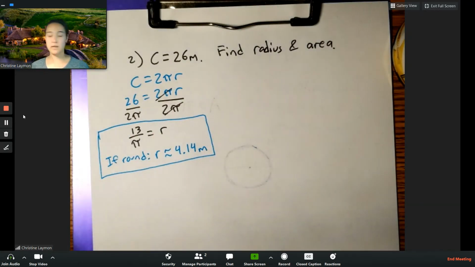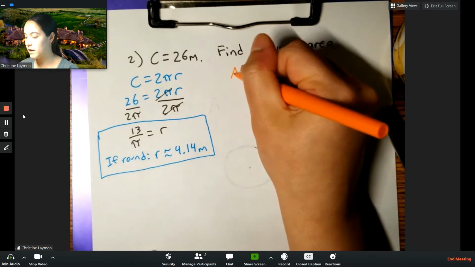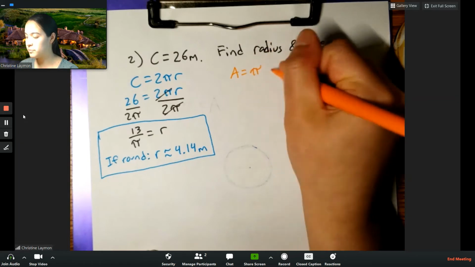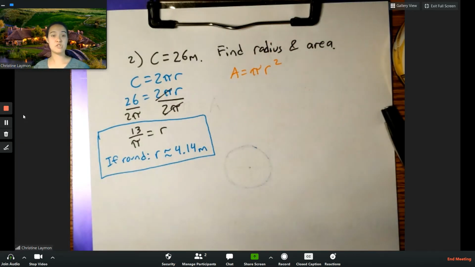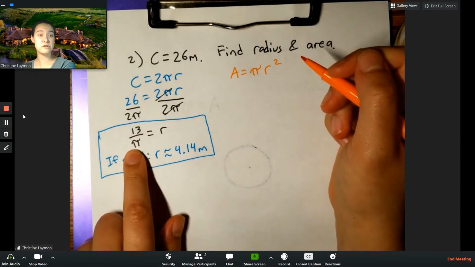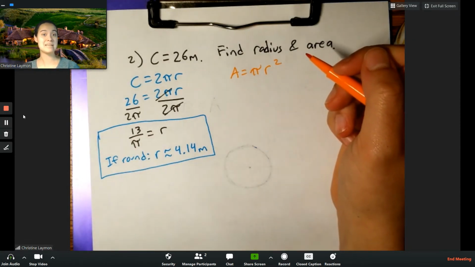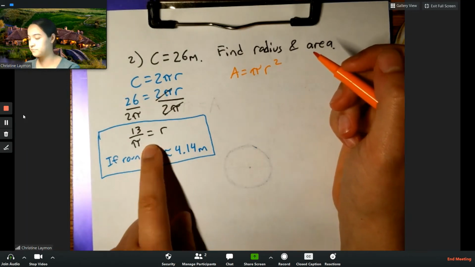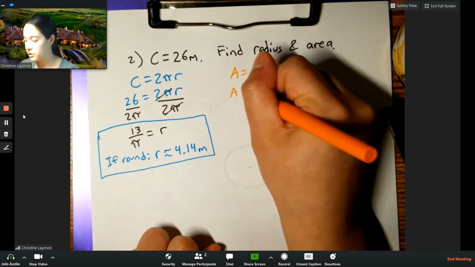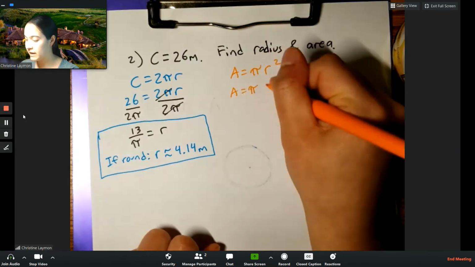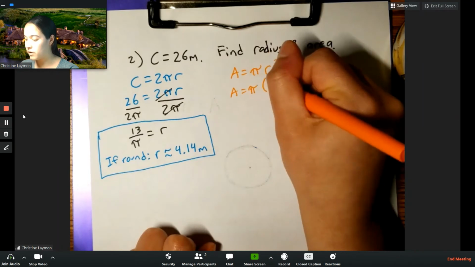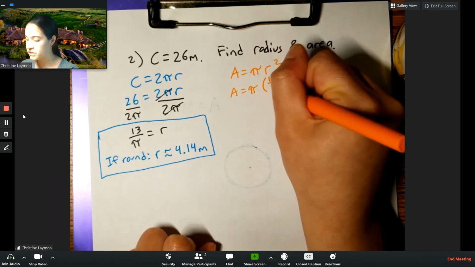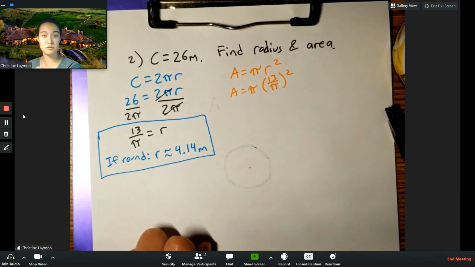Let's go ahead now and find the area. So area equals pi r squared, and we just found r. And for this, I'm going to use this version because I want to keep exact values as long as possible. Remember, this is rounded. This is exact. So area equals pi r squared. Remember, r squared is 13 over pi squared.